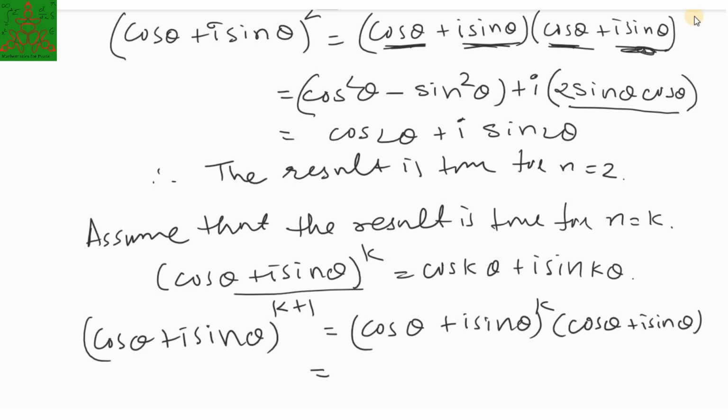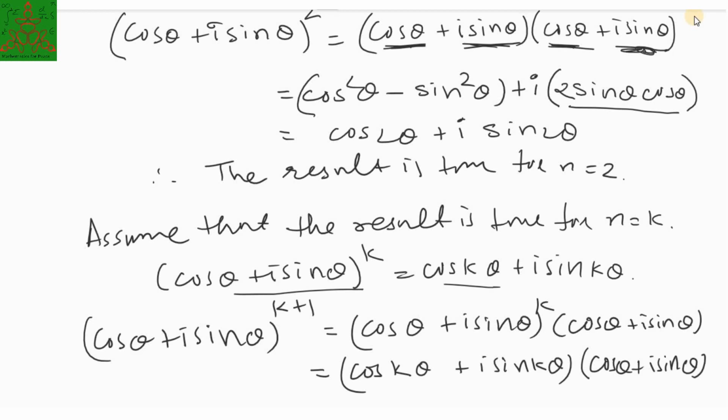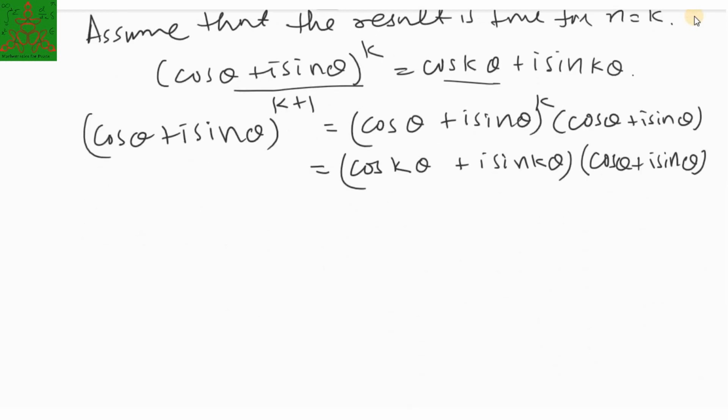Use the result that (cos theta plus i sin theta) raised to k is cos k theta plus i sin k theta. For k this result is true, so we can write this as (cos k theta plus i sin k theta) into (cos theta plus i sin theta). Now again you multiply these two brackets in the same manner as we did above. So that is cos k theta into cos theta, because cos k theta multiplies cos theta, and i sin k theta multiplies i sin theta.